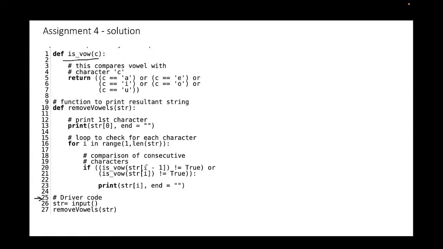So the alphabet at the I minus 1th position, if it's a vowel, it will return true. So whatever is in these brackets will be true. Effectively this true not equal to true is not true itself, so that is a false.